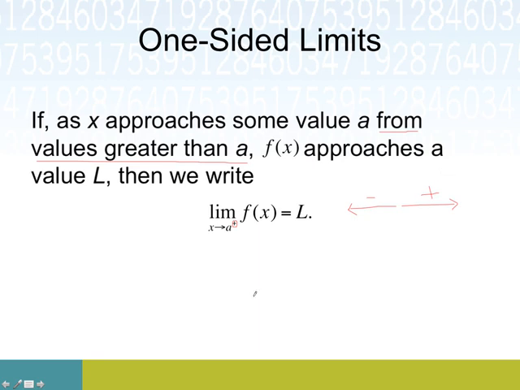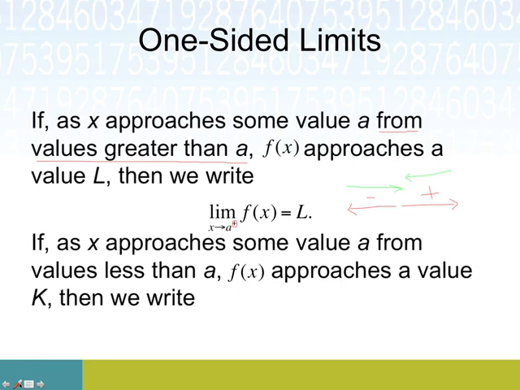So if we start from the positive numbers and approach these values, whatever a is, then we're approaching from the positive side. If we start from the negative stuff and work toward whatever we come up with on our function, then we're approaching from the negative direction. So that's the other half of this.